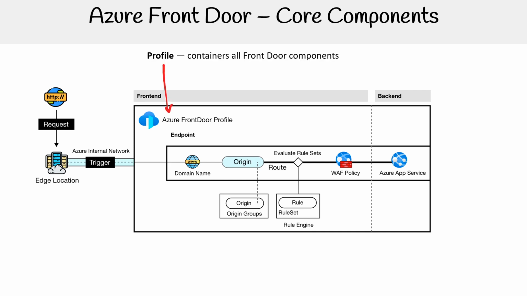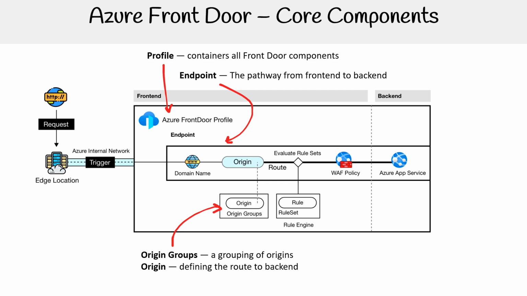So the idea is you have a profile, and a profile, as far as I can understand, contains all the other Azure Front Door components. And then you have this idea of an endpoint, and this is the pathway from the front end to the back end. Within your endpoint, you need to have some kind of origin. The origin is saying what to point at, so what to point at the back end. Even though it says origin here, it's really origin group. So you actually assign origin groups to an endpoint, and so it can route to multiple origins.